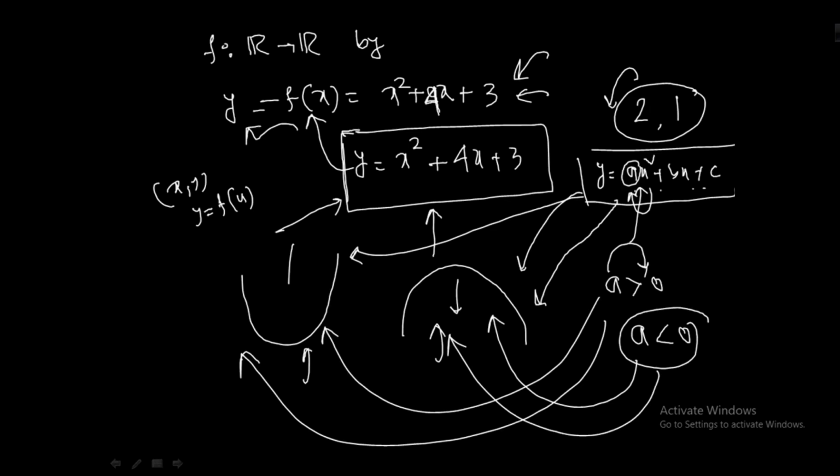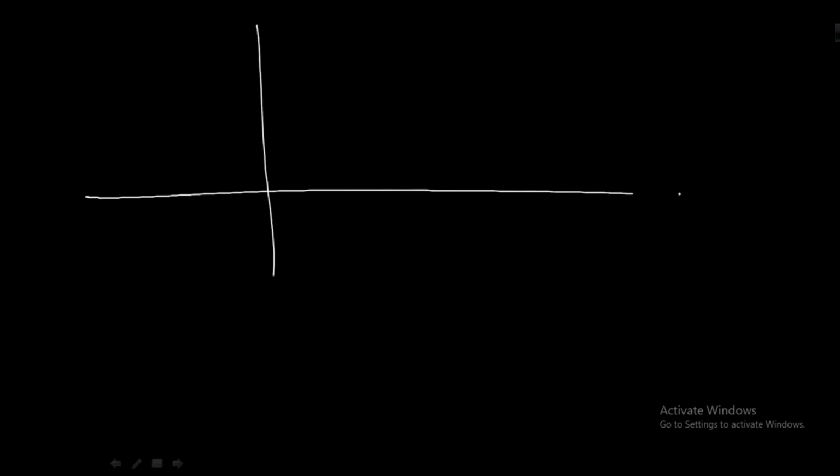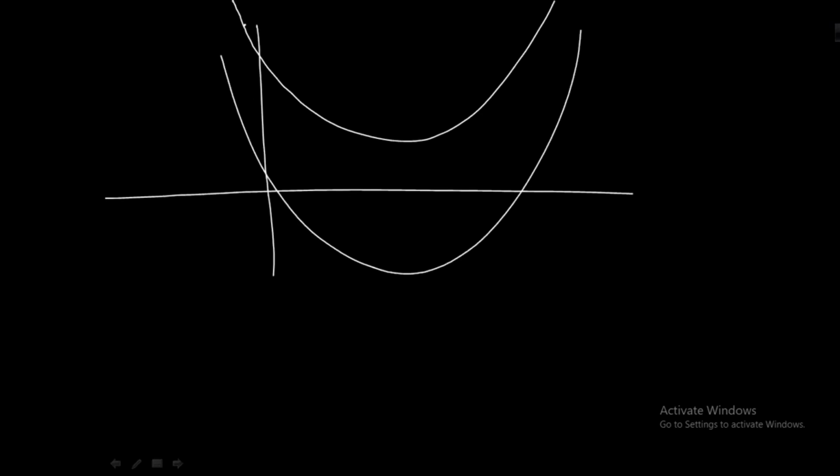Now tell me, this equation represents which type of parabola, vertically upwards or vertically downwards? Vertically upwards, because the coefficient of x square is 1, which is greater than 0. Is that clear? So if I want to draw the graph of this parabola, it will look like this, or this, or this.